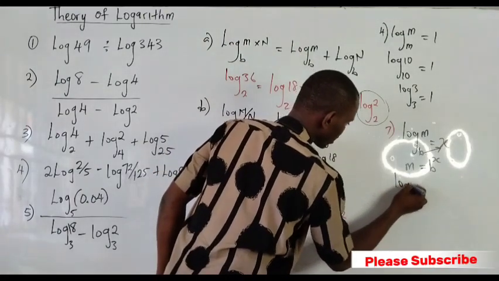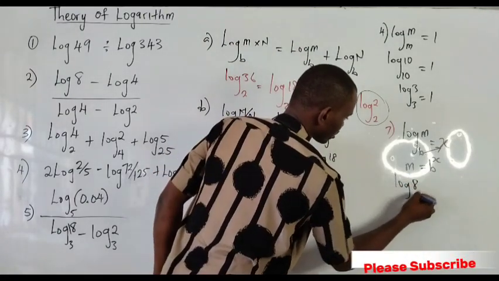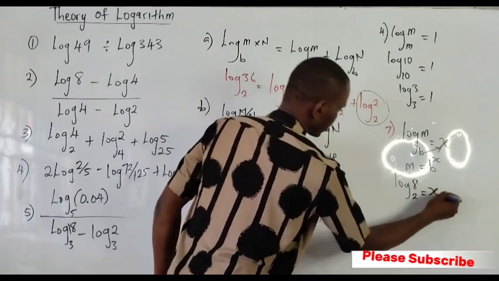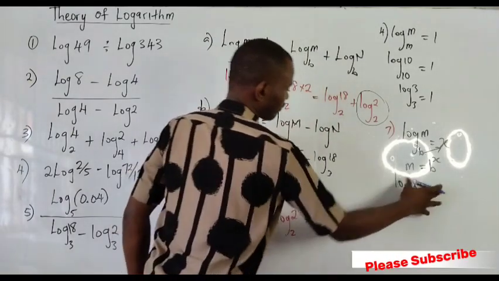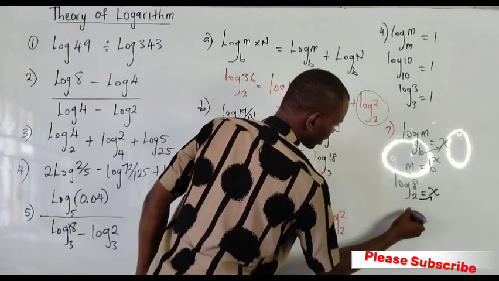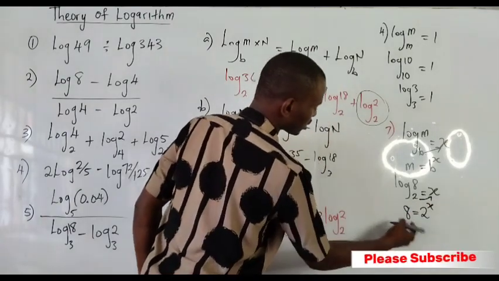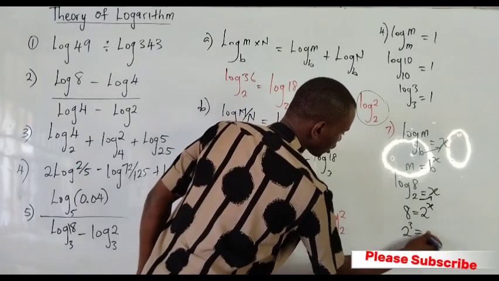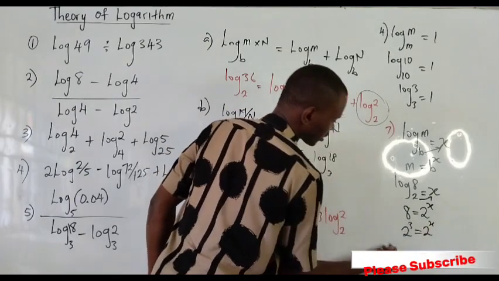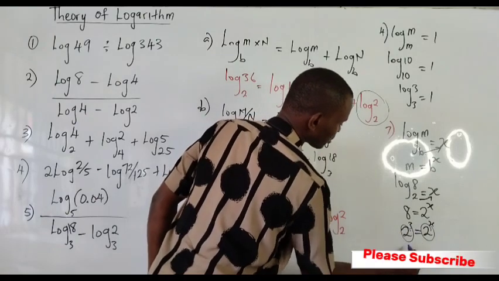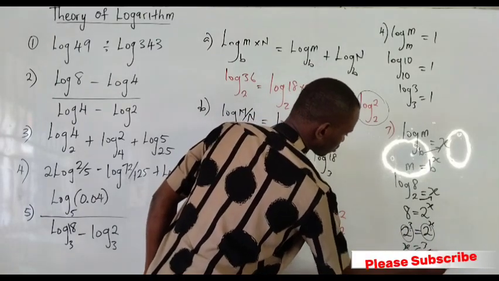Let me show you what it looks like. I have logarithm of 8 base 2 equal to x. So to simplify, 2 will carry x. I'll now have 8 to be equal to 2 raised to the power of x. Then 8 can be written as 2 raised to the power of 3 equal to 2 raised to the power of x. Since the bases are equal, that means the value of x is equal to 3.